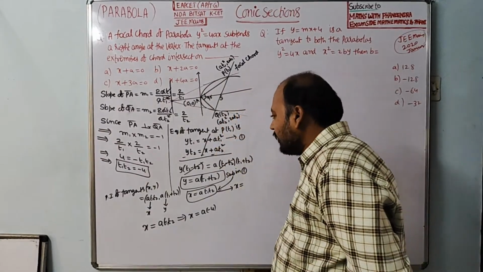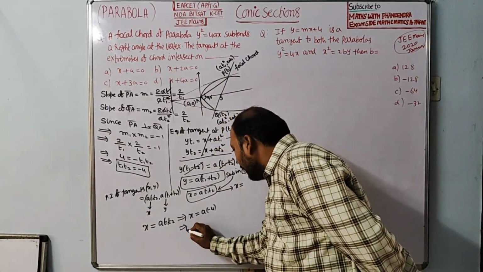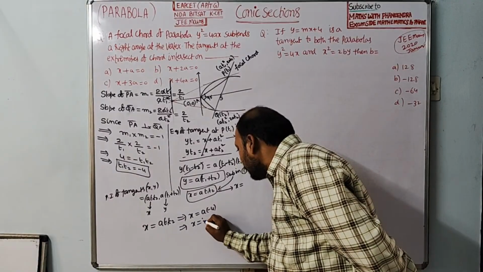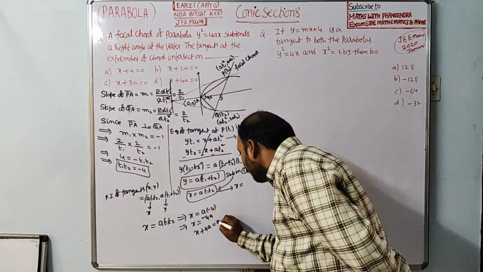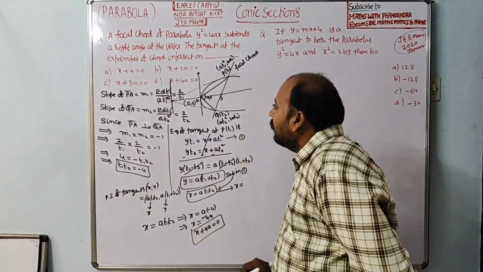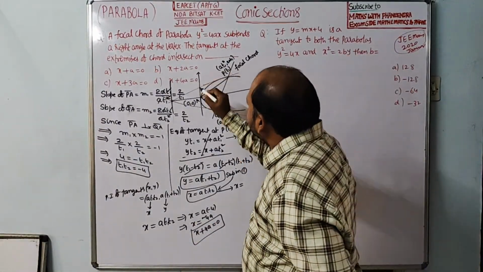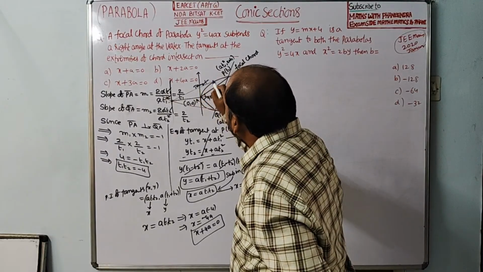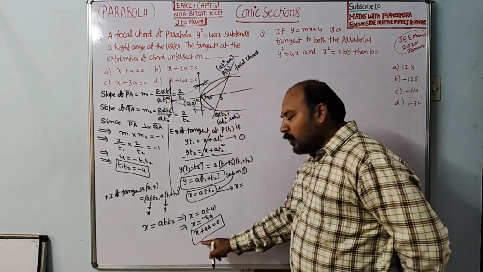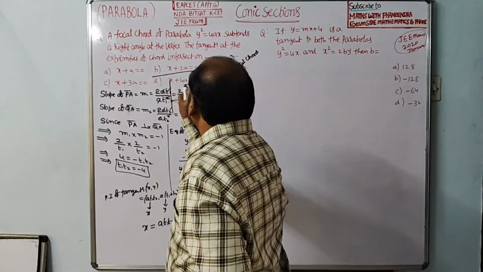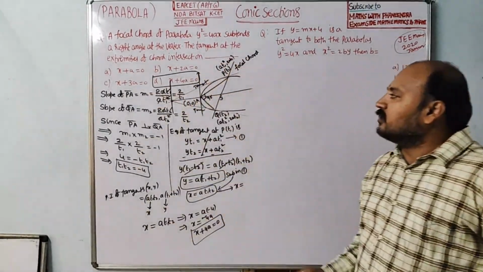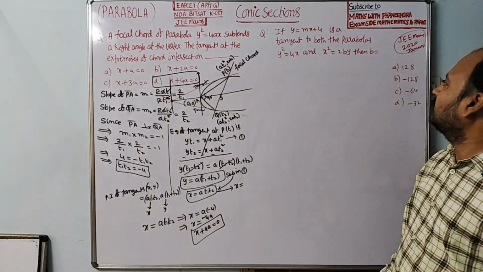That locus they are asking here. So that implies x equal to minus 4a. So x plus 4a equal to 0. So for this, the point of intersection of these tangents, this is one tangent, this is another tangent. So point of intersection of tangents is x plus 4a equal to 0. It is there in the fourth option, dear students. This is the way you can do that.